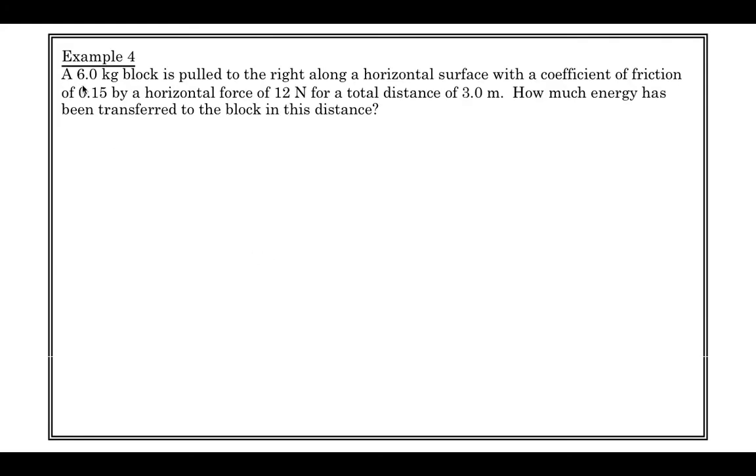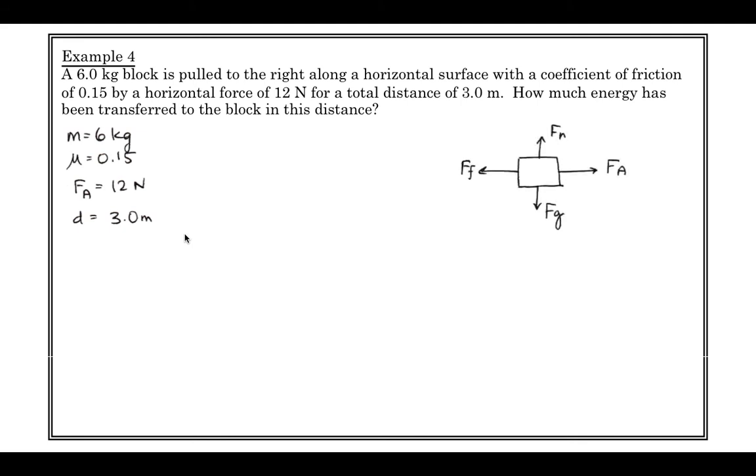Okay, so here's the last example, or actually second to last example. A 6 kilogram block is pulled to the right along a horizontal surface with a coefficient of friction of 0.15 by a force of 12 newtons for a total distance of 3 meters. How much energy has been transferred to the block? Here's what I know. I know the mass, I know the coefficient of friction, I know the applied force, and I know the displacement.